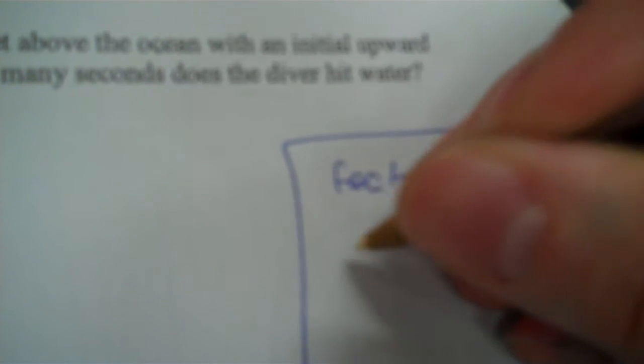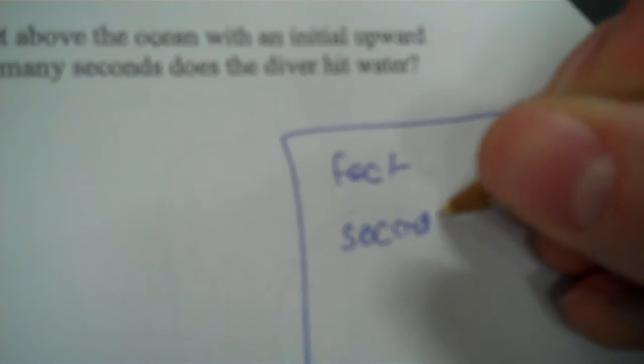Okay, next problem, number 4. A cliff diver jumps from a ledge of 96 feet above the ocean with an initial velocity of 16 feet per second. After how many seconds does a diver hit water? Okay, so you got feet, seconds. So feet and seconds. Seconds is x, feet is y. So feet per second is 16.